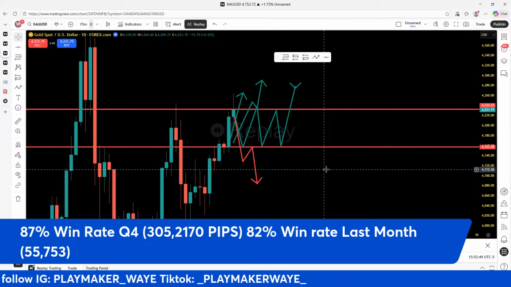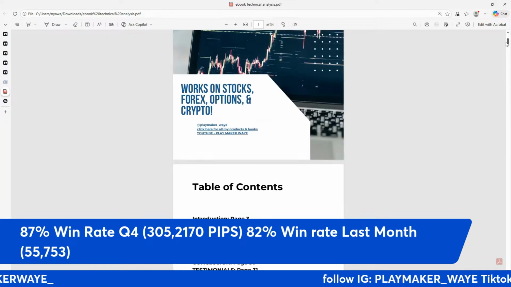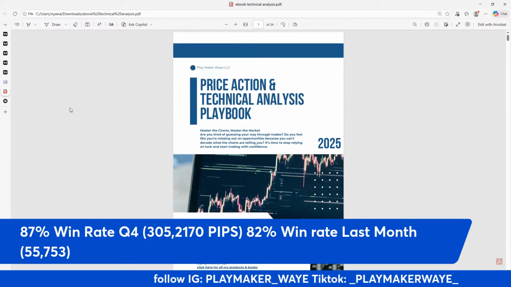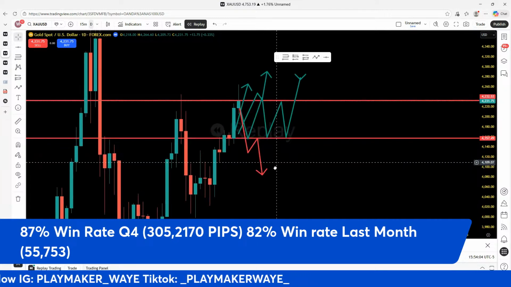You do this with everything. This works on everything. Again, this is just price action. All charting and day trading works on stocks, forex, options, futures, and crypto. This works on literally everything.